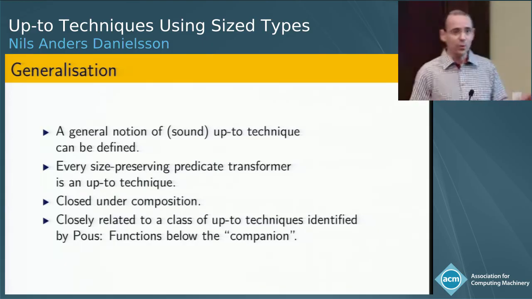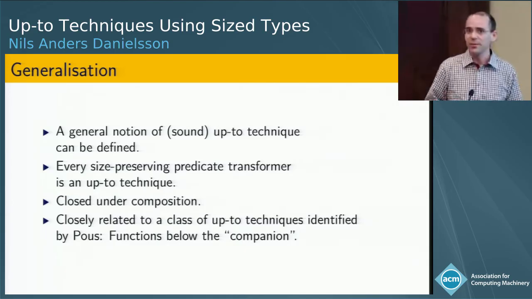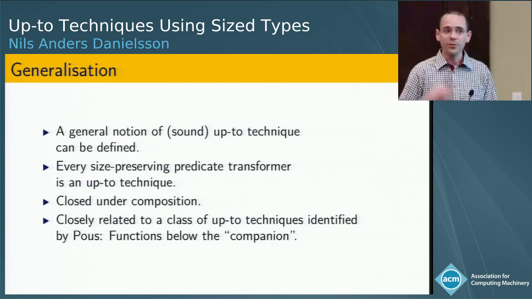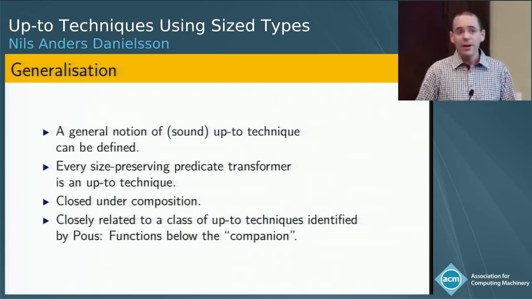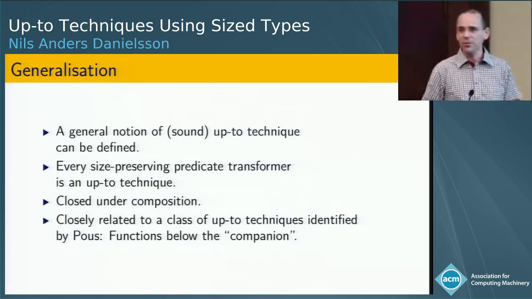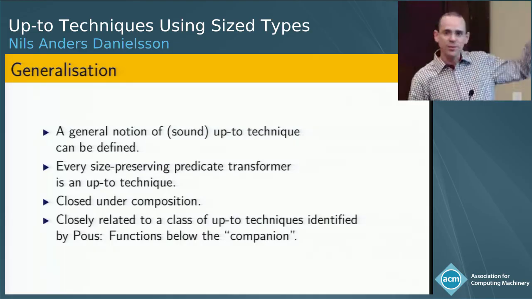Oh, by the way, I don't want to make the claim that every size-preserving technique in this class falls out naturally, sort of for free. I don't want to make that claim. But it's interesting to compare this class of size-preserving up-to techniques to a class that Damien Pous introduced a couple of years ago in a paper. So his class is based on functions below what he calls the companion. Now, this class has received quite a lot of attention in the last couple of years, indicating that people find it useful. And these classes turn out to be closely related.